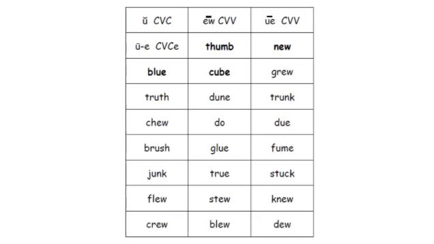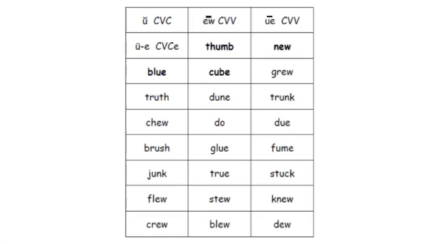We have blue, truth, chew, brush, junk, flew, crew, thumb, cube, dune, do, glue, true, stew, blue, and then our last column there, new, grew, trunk, do, fume, stuck, new, and do.